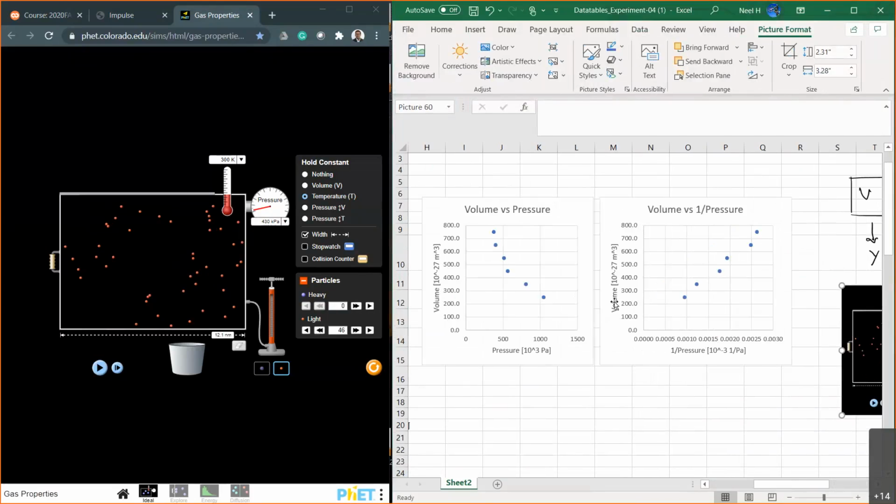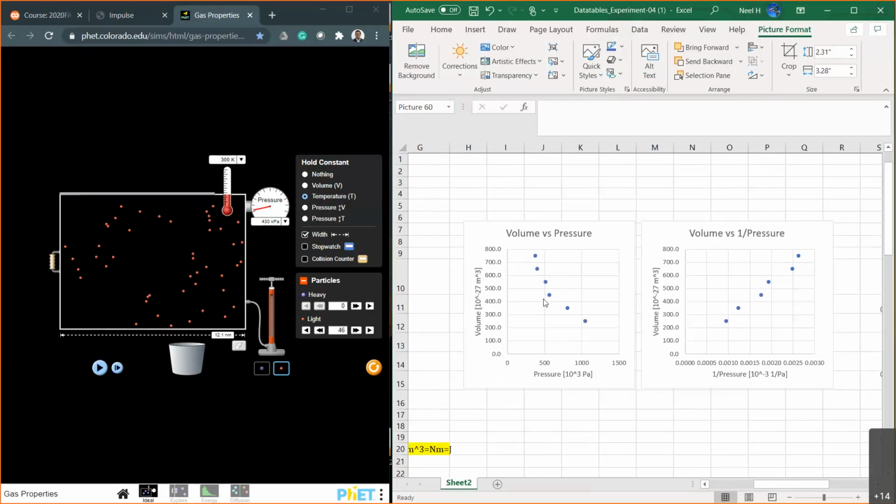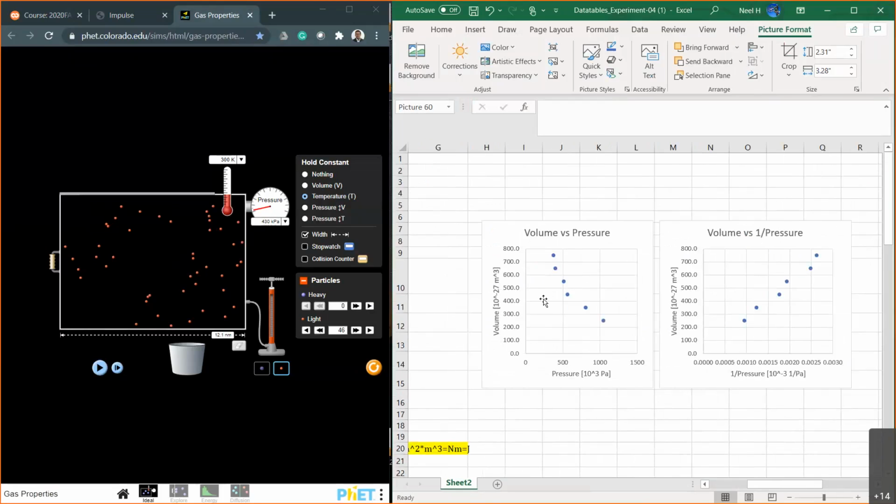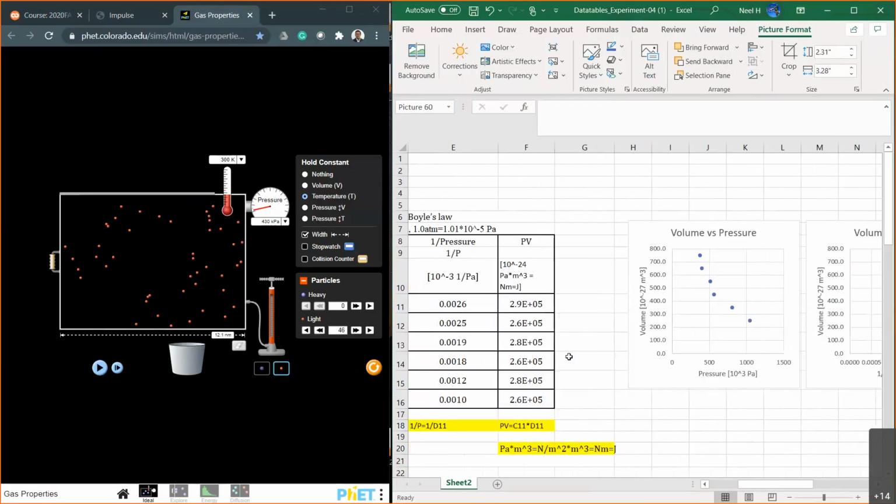And those pictures should go into the procedure section, and then you should write a procedure in bullet form, a couple of sentences for each case, okay? Question.